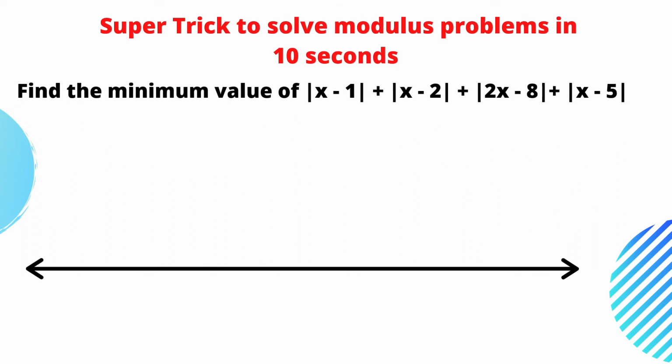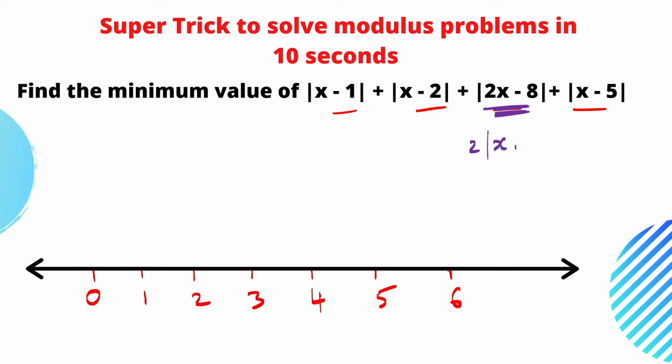Now find the minimum value of modulus of x minus 1, modulus of x minus 2, modulus of 2x minus 8 and modulus of x minus 5. Now be careful here. What is meant by 2x minus 8? We can take 2 as common here and express this as 2 times x minus 4, which means at 4, 2 persons are there according to our example. So let us plot now.